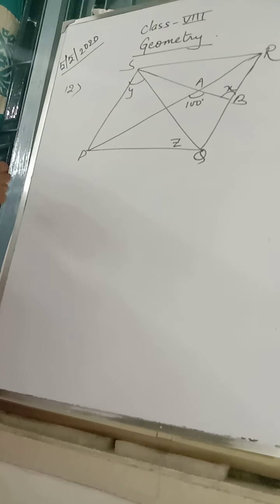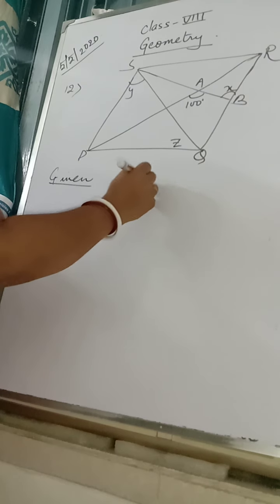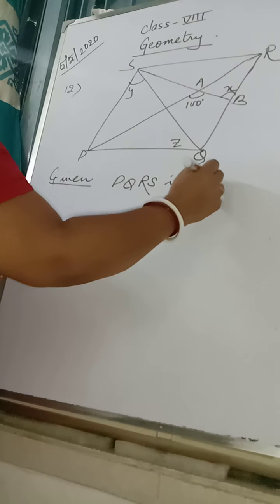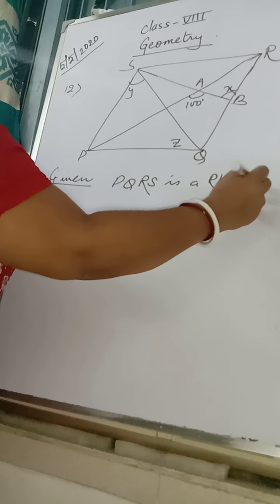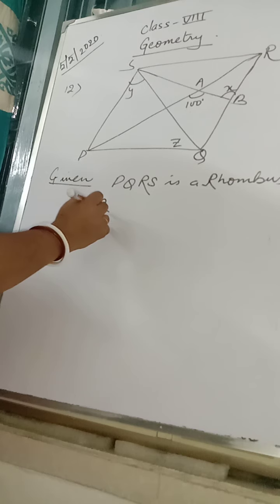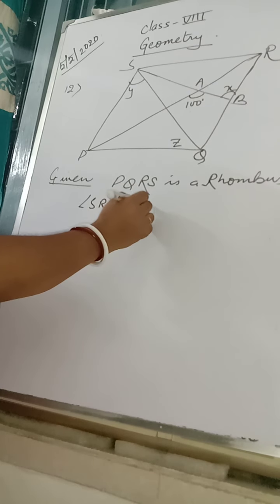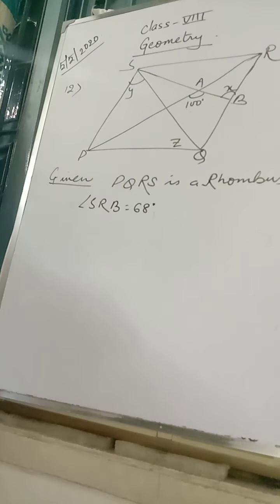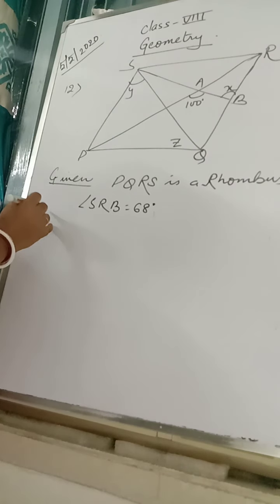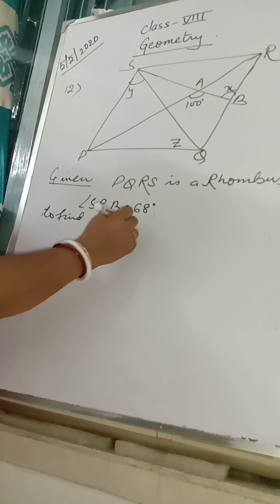Okay. Given PQRS is a rhombus. Angle SRB is equal to 68 degrees. Okay. So what will be the angles, to find X, Y and Z?